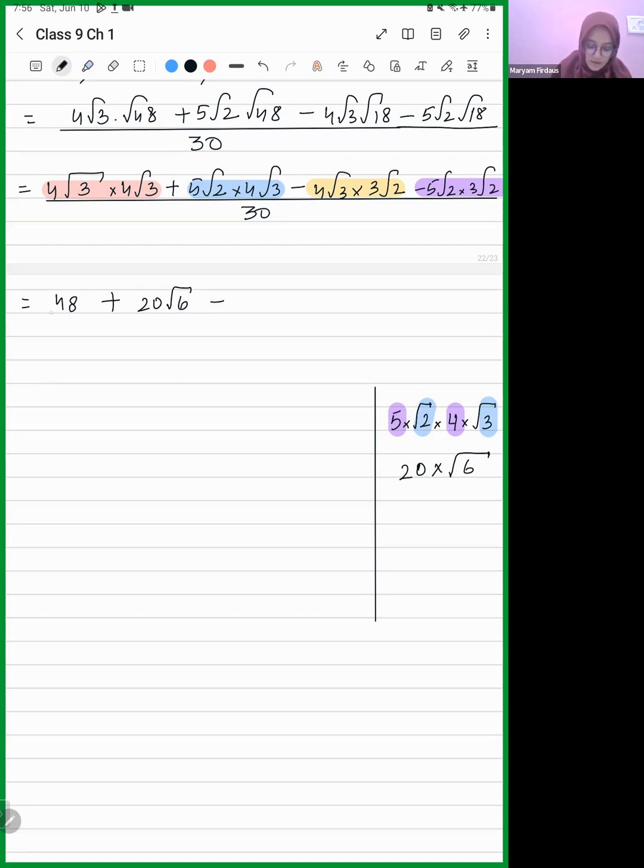Ma'am, 12. Are you writing it simultaneously in your notebook as well? 12 root 6. Yes, ma'am. And then minus 15 root 2, minus 15 into 2. 15 twos are 30. Okay.